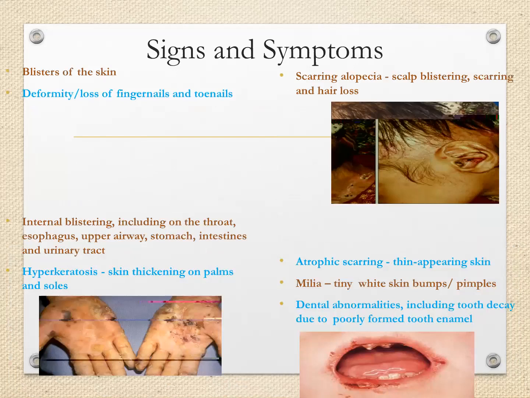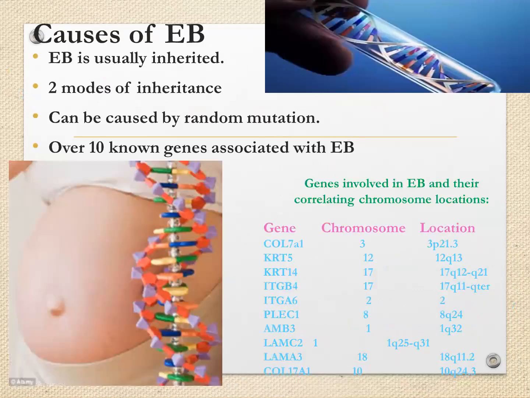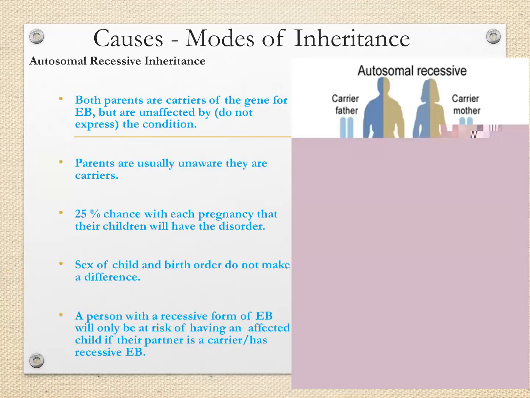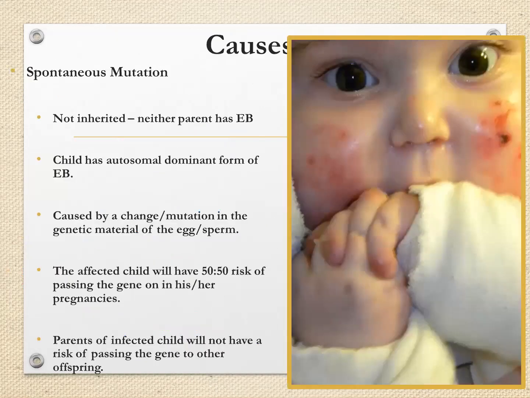Blisters, you can see the deformity, loss of fingernails and toenails, internal blistering, hyperkeratosis, scarring, alopecia, atrophy, atrophic scarring, milia, dental abnormalities. EB is usually inherited, with 2 modes of inheritance. Random mutation can also occur. Over 10 different genes are involved. Modes of inheritance: autosomal dominant, autosomal recessive, and spontaneous mutation, when neither parent has EB and the child has the dominant form of EB.